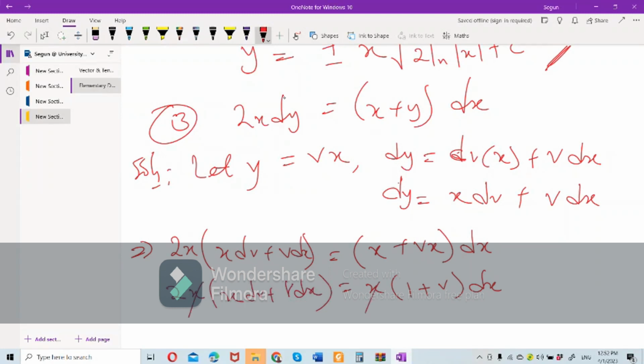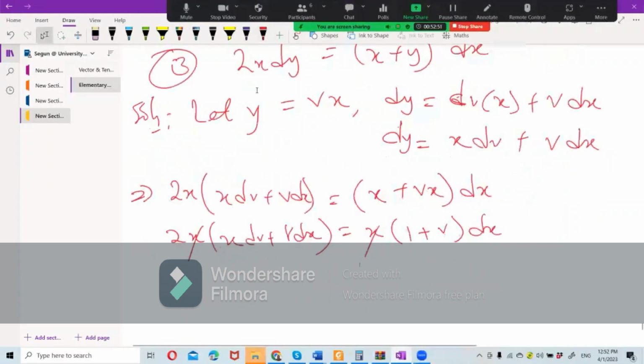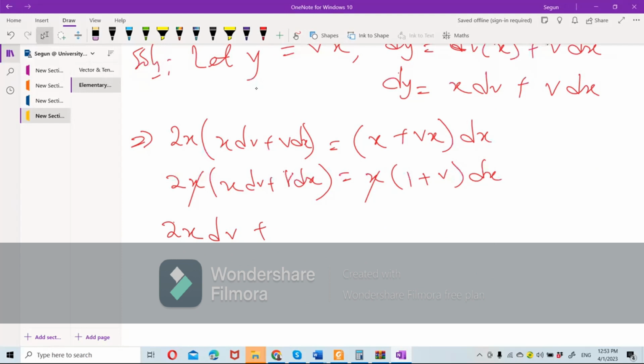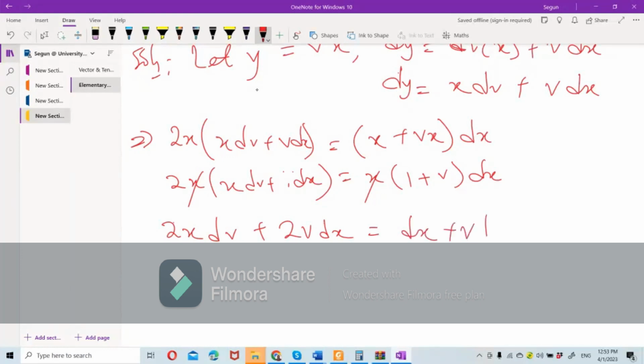This is cancelled this. At the end of the day, I have with me 2s dv plus 2v dx equals to dx plus v dx. Any question? Okay.